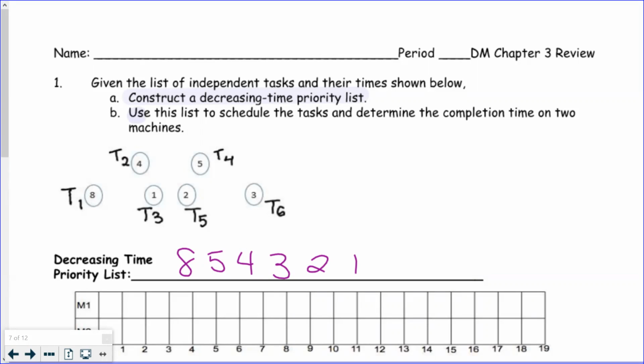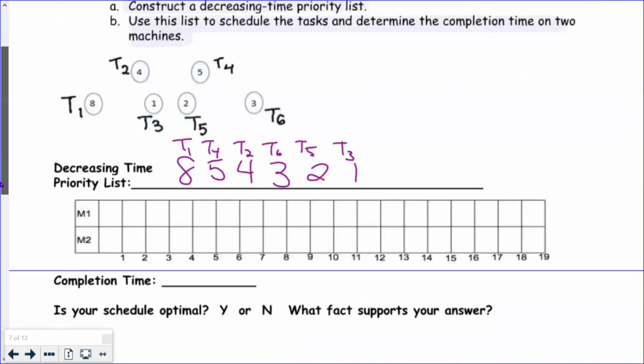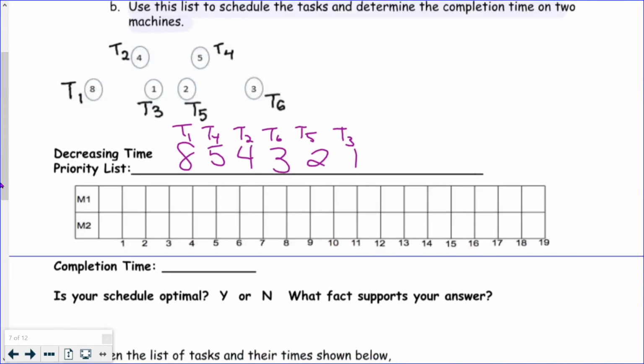So now they want us to use this list to schedule the tasks and to determine completion time on 2 machines. So we're going to schedule this using this order, okay? So I listed this by time. I mean, I could have done it by task too. I could have said T1, T4, T2, T6, T5, T3. They're both correct, all right? Now when you schedule them, you sometimes will have the labels. It's more proper to put the task labels on them, but you don't always get the task labels. Sometimes you can just put the completion times in the schedule. Sometimes you can even make up your own labels for those task names.